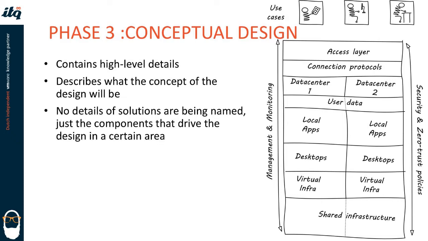It doesn't contain any details of solutions, because in a hypothetical greenfield project where you didn't buy any license or hardware yet, you might define here that you could either run with an HCI that could be based on vSAN, but it could also be based on something else. And you don't want to make any decisions based on what you know here. You would like to do that later in the design.